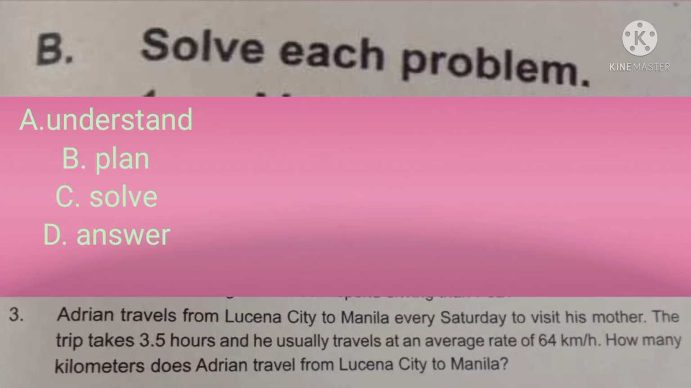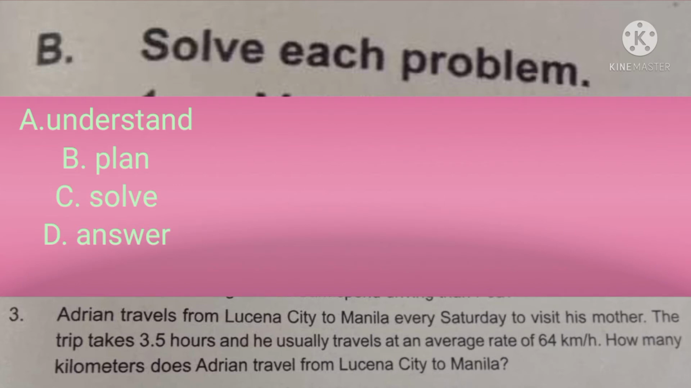Problem number 3. Adrian travels from Lucena City to Manila every Saturday to visit his mother. The trip takes 3.5 hours and he usually travels at an average rate of 64 km per hour. How many kilometers does Adrian travel from Lucena City to Manila? Let's analyze and understand what is being asked. What are the given facts? 3.5 hours, average rate of 64 km per hour.